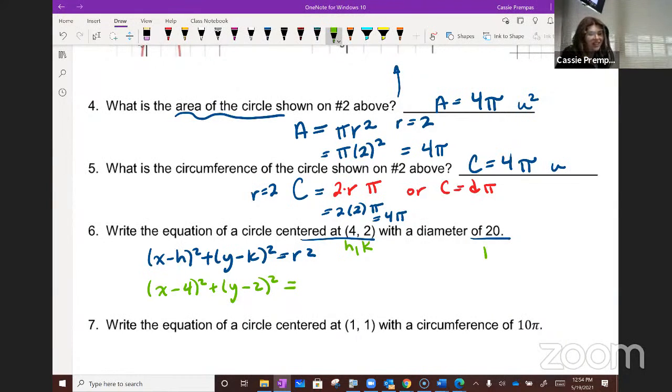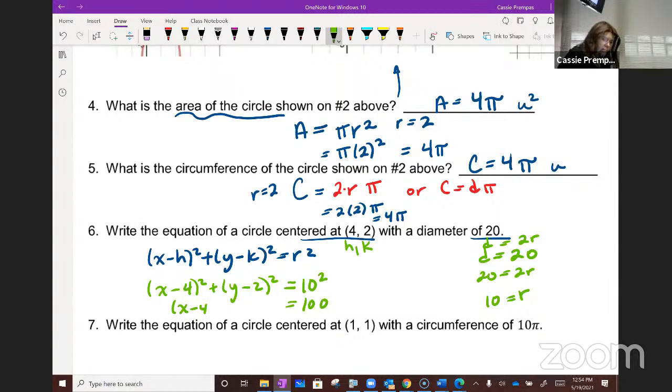All right, Zach, if the diameter is 20, how did you know the radius was 10? I just divided it by 2. Because the diameter is 2 radii. So if 20 equals 2r, then r has to equal 10. Awesome. And what is 10 squared? 100. Perfect. So this whole thing comes out to be x minus 4 squared plus y minus 2 squared equals 100.